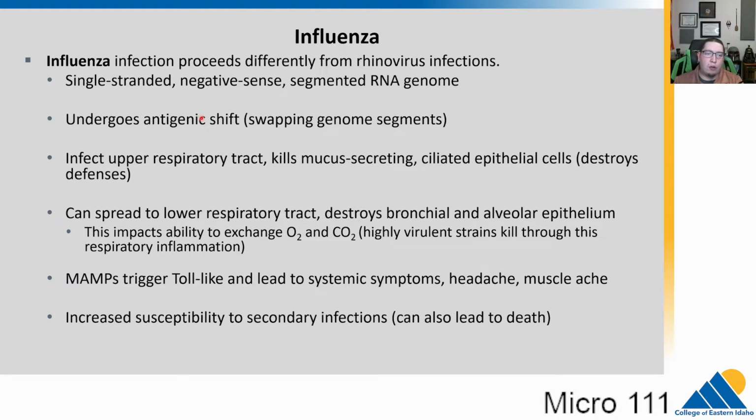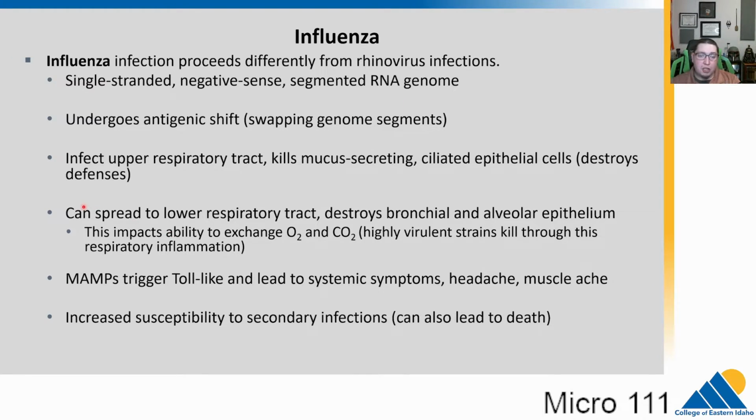The influenza virus tends to infect the upper respiratory tract. In there, it actually kills mucus-secreting ciliated epithelial cells. So it basically destroys your body's defense against it. Remember, mucus can catch viral and bacterial particles. You kill the cells that secrete mucus, and the virus can now get into the cells below.